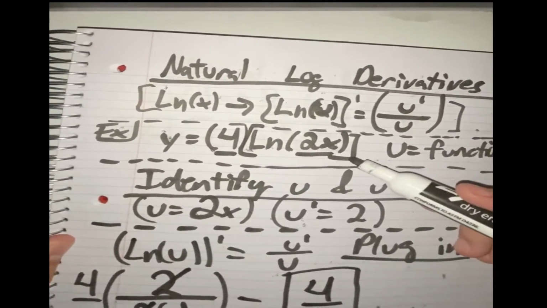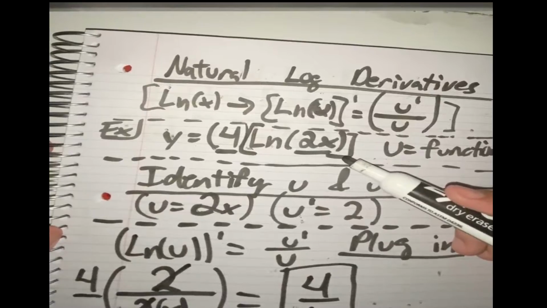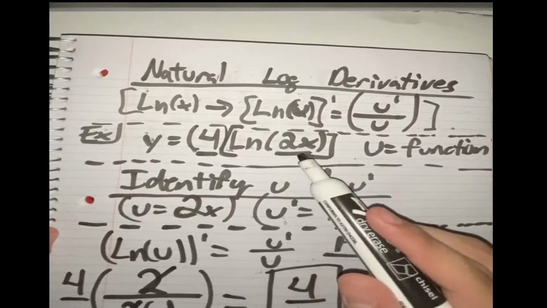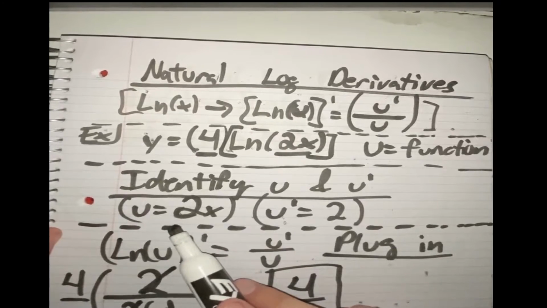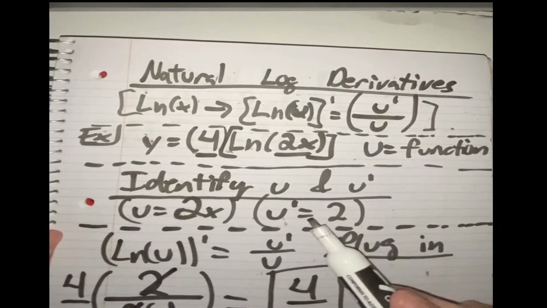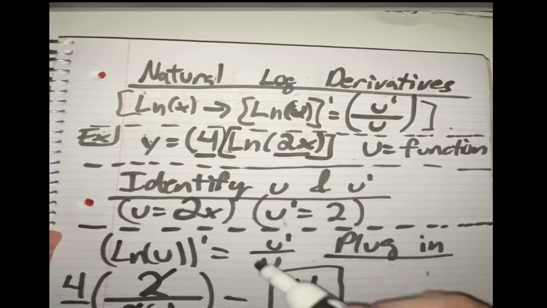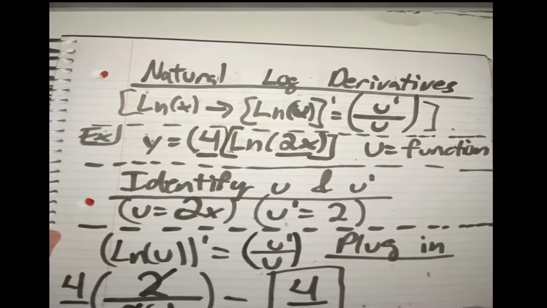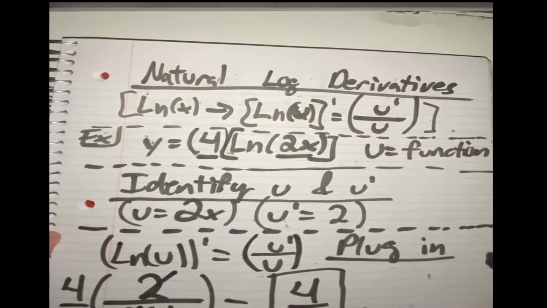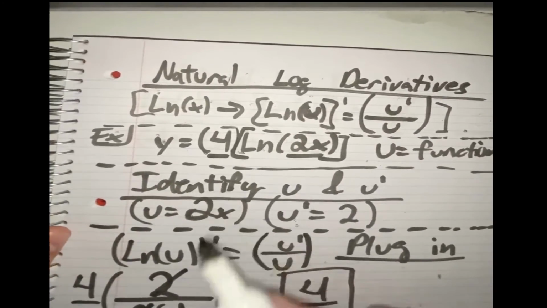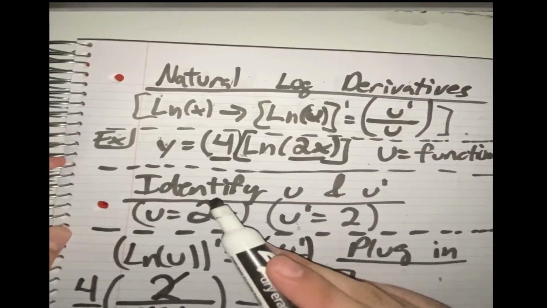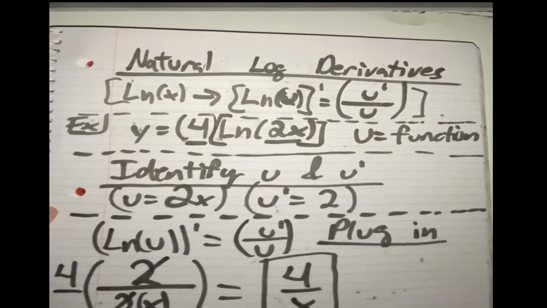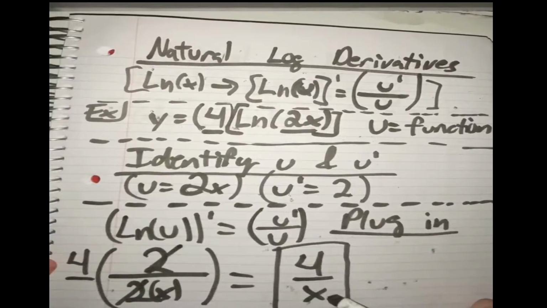So step 1, recognize it's a natural log. Step 2, recognize the function inside of the natural log is your u variable. Identify it and take its derivative to identify u prime. Step 3, literally just plug and chug into this formula. If you have any constants, multiply by the constant. But do not take the constants in front of the natural log into account, but do take the constants inside the natural log into account. Big difference. And that's all.